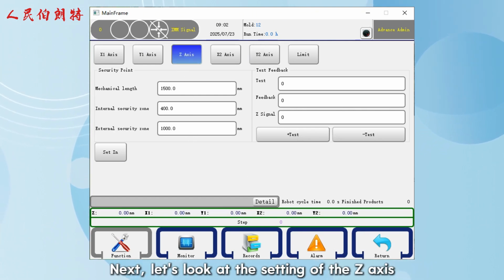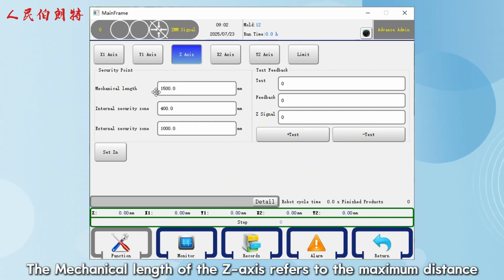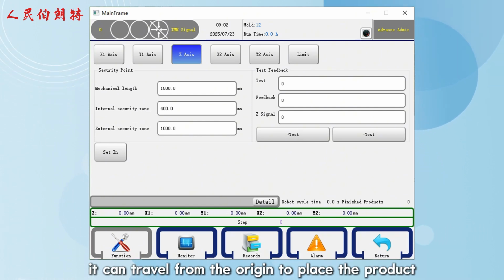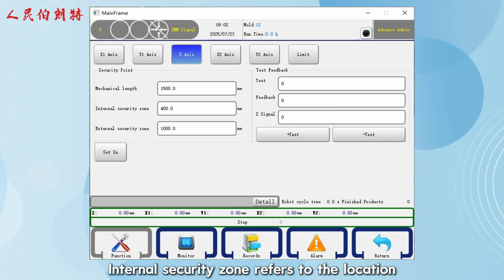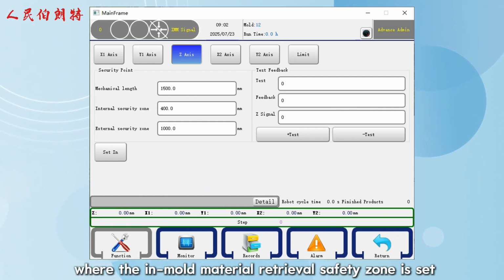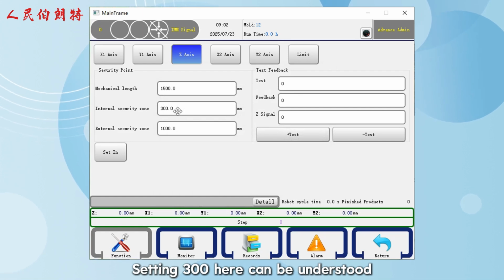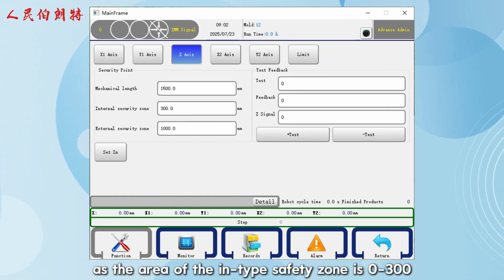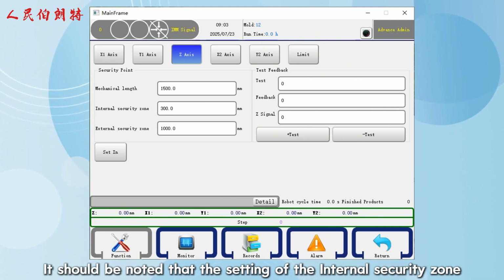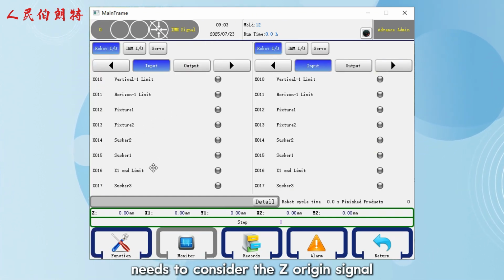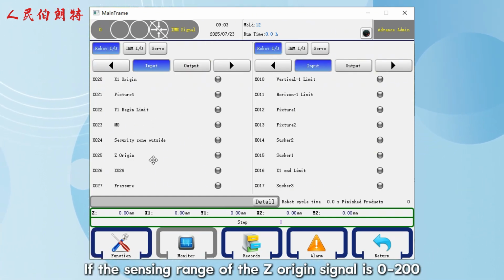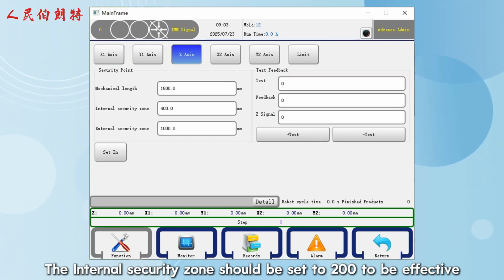Next, let's look at the setting of the Z-axis. The mechanical length of the Z-axis refers to the maximum distance it can travel from the origin to place the product. Internal security zone refers to the location where the in-mold material retrieval safety zone is set. Setting 300 here can be understood as the area of the in-mold safety zone is 0-300. It should be noted that the setting of the internal security zone needs to consider the Z origin signal. If the sensing range of the Z origin signal is 0-200, the internal security zone should be set to 200 to be effective.